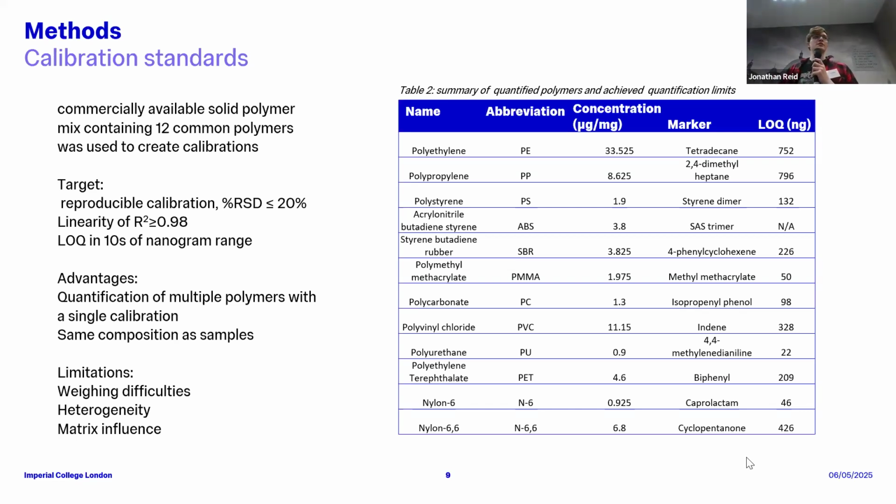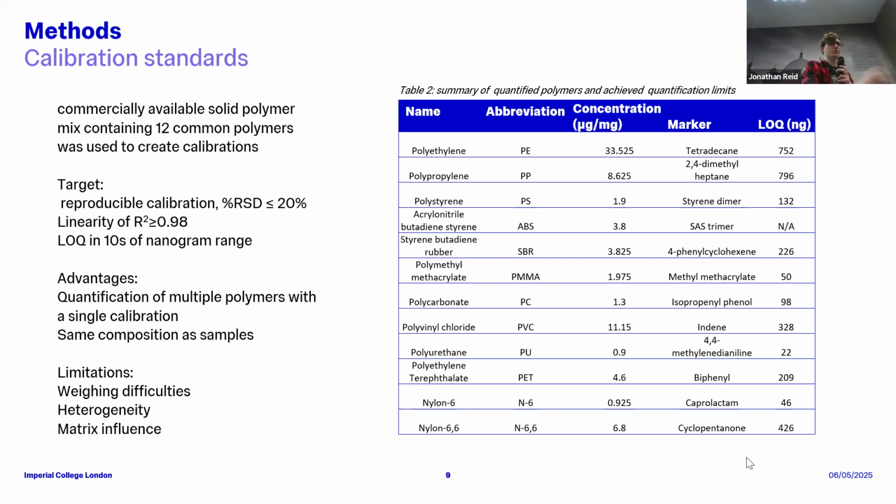The advantage of using this mix is that, because it has 12 polymers in one, you only need to produce one calibration mix to analyze a range of things. And because it's a solid mix, and the polymers in samples that are collected will also be solid, you don't have that difference of composition to deal with. The limitations are that when you're looking at really low masses, like 10 nanograms of material, you have to have it suspended in a matrix, which in this particular mix is calcium carbonate, but that can interfere with the products that you produce when you pyrolyze your sample.